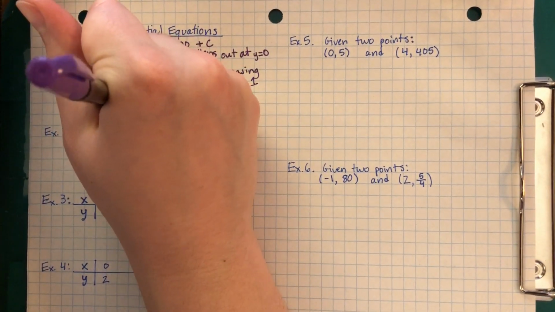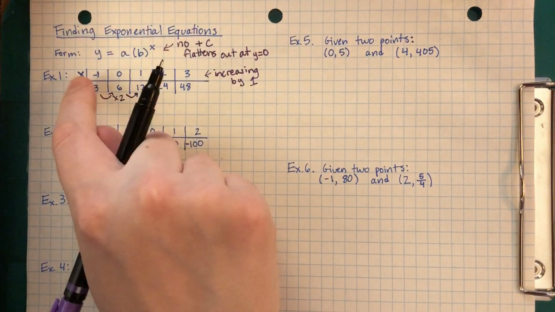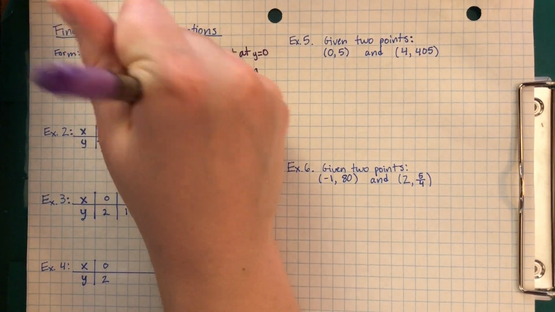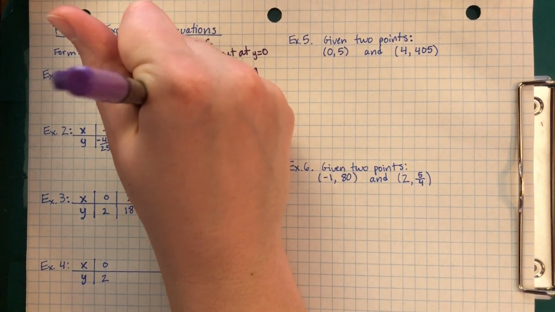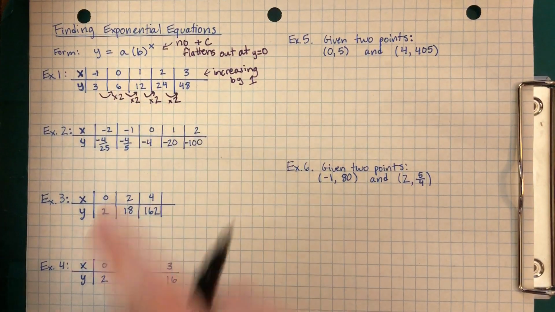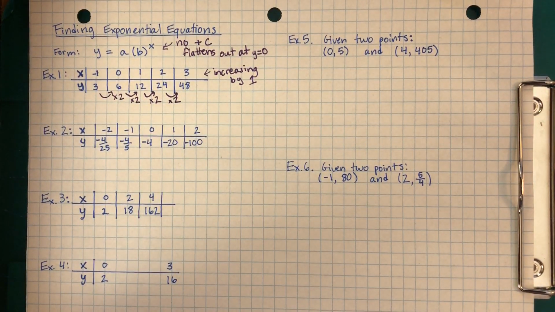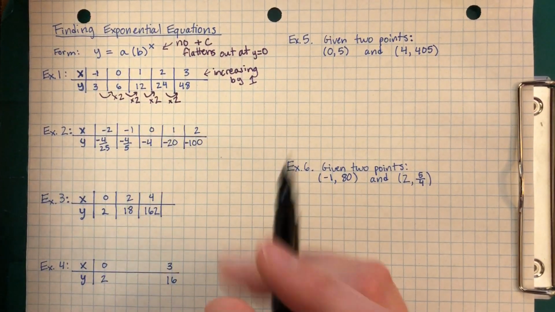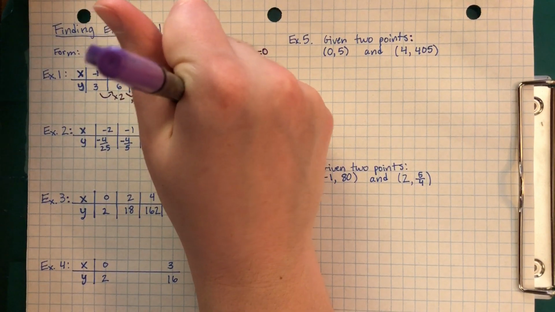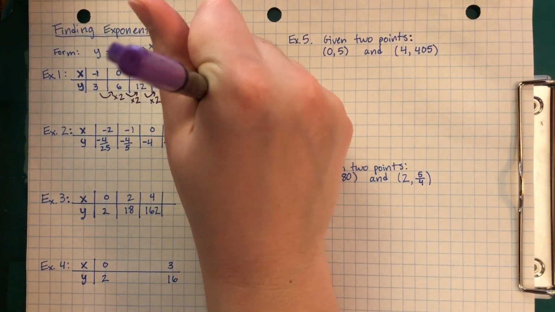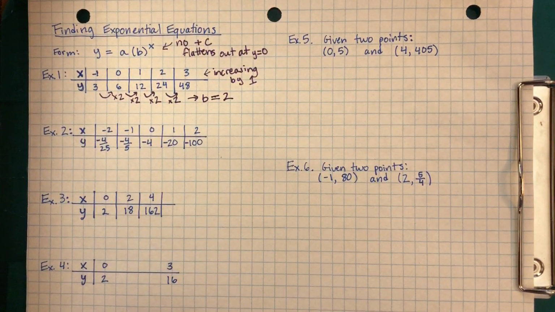So as I'm going from each x value, I'm adding 1. As I move along the table for the y values, each one is being multiplied by 2. And this number that we are multiplying by every time is the base. So that means that b equals 2.